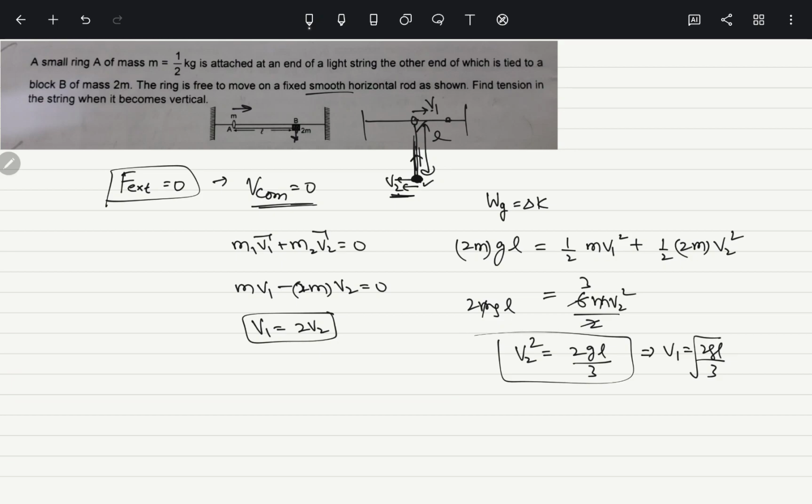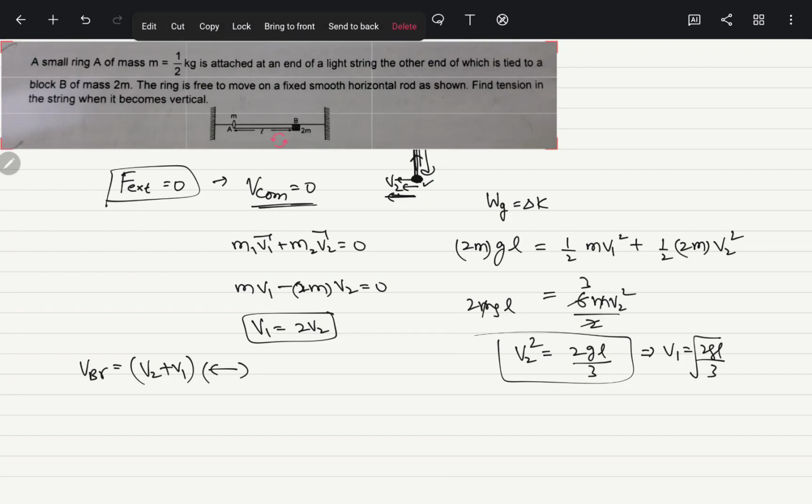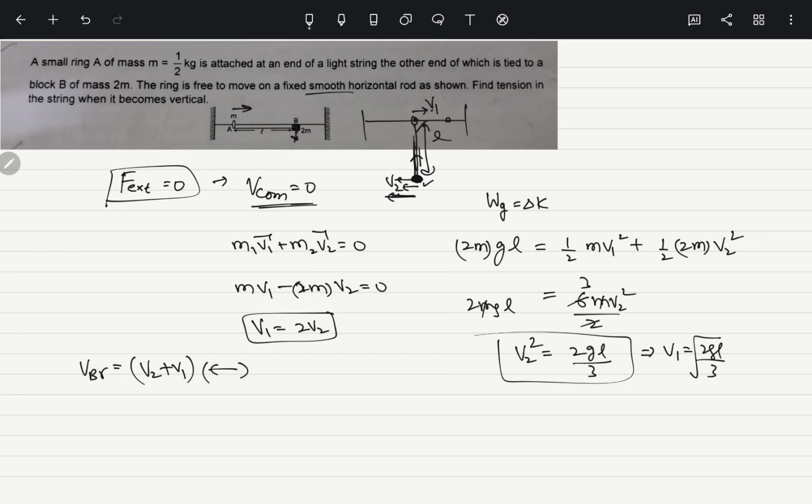So if we write the velocity of the block with respect to the ring, that will be v2 plus v1, in this direction. Once we calculate the velocity, the ring is at rest and the block has a velocity v1 plus v2 in this direction. So at this instant we can say that the block is moving in a circle, with the ring as the center. This is the velocity of the block with respect to the ring, v1 plus v2, in this direction.